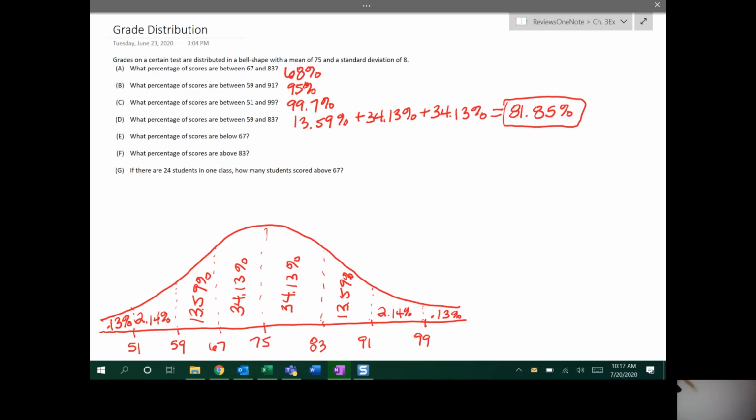And to show you that it works, let's go back to part A. We were asked for the percentage of scores that are between 67 and 83. So it would be 34.13% plus 34.13%, which is 68.26%. Slightly off from what we got the first time, but definitely in the ballpark. And that's why I say it always works.